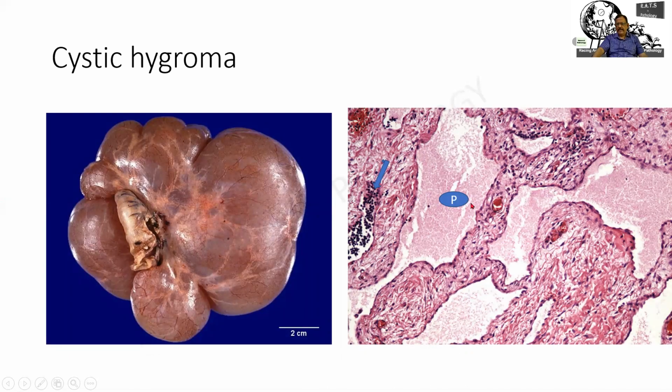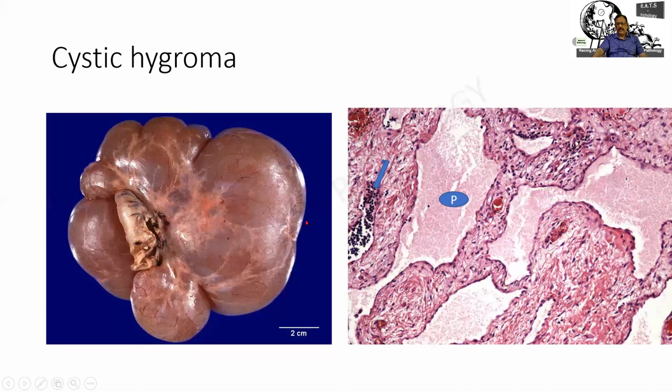I'm finding channels which are filled with proteinaceous material, no RBCs, and there is a loose wall over here. The lining is by flattened cells again. There may be some cells resembling the lymphocytes which also can be seen. That is the histology of a lymphangioma.